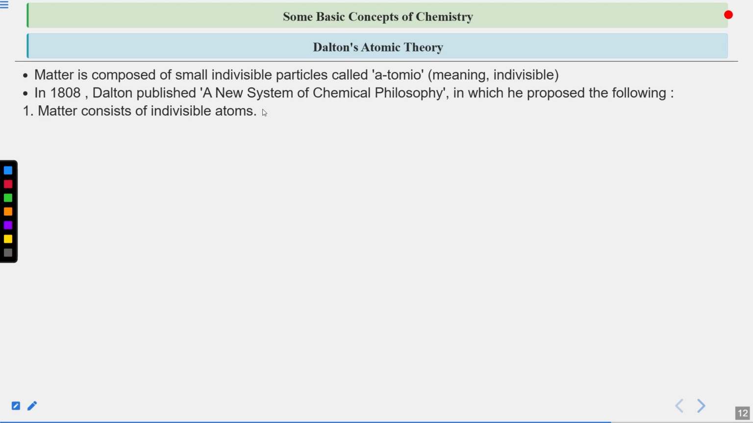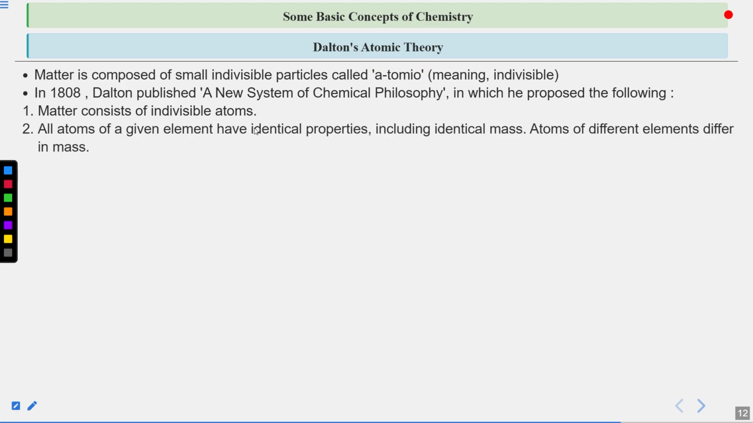So the first postulate, again, the matter consists of indivisible atoms. This atomia word is replaced by atoms now. And all the atoms of a given element have identical property. So if you are taking an element, then every atom that is present inside that element will have the same property, including the mass. And atoms of different elements differ in mass. So two different elements cannot have the same mass.